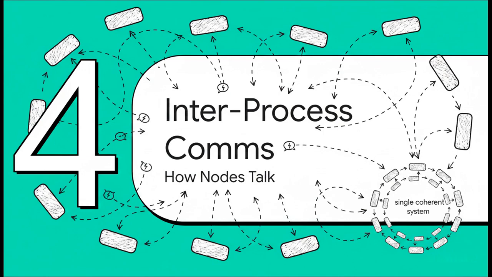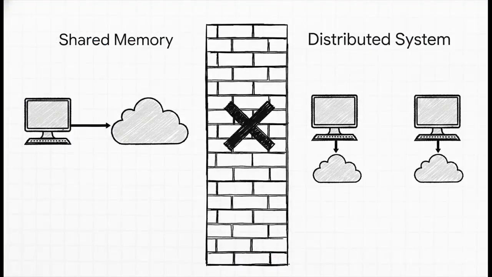All right, we're on the home stretch, our last big topic. We've got all these independent nodes, right? So how on earth do they coordinate with each other? How do they talk so that they can act like that single coherent system we talked about at the beginning? And this comes back to that fundamental challenge we brought up earlier. Remember the separate offices? These nodes don't share memory. One node can't just look over and see what another node is thinking. It has no way to just peek into another node's memory.